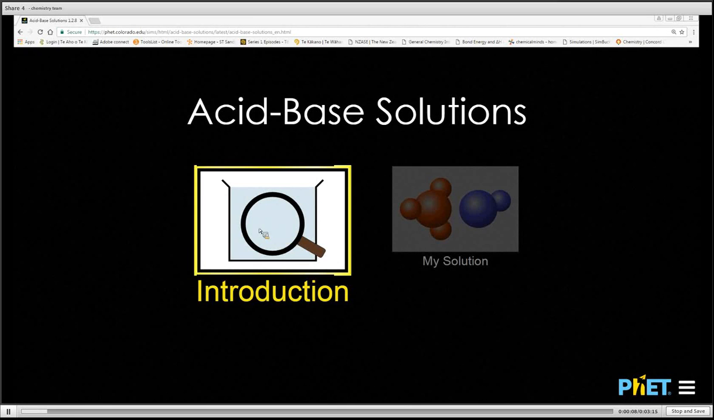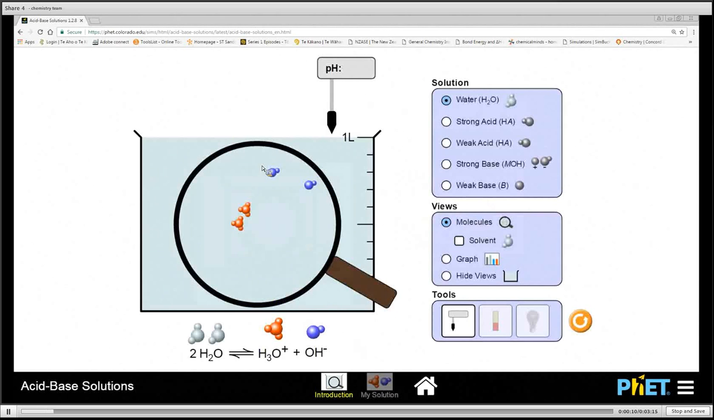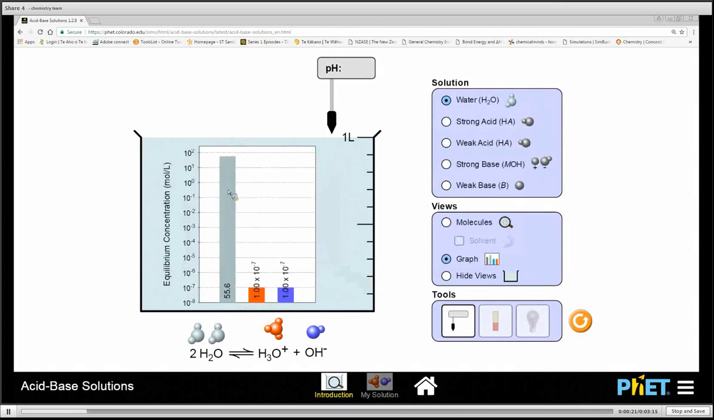So we start with the introduction, and notice we have a container of water where we have equal amounts of hydronium and hydroxide ions, because water, although most of it consists of water, as we see in this graph, we have a tiny bit of dissociation. And we can check the pH, it is 7, because we have equal amounts.